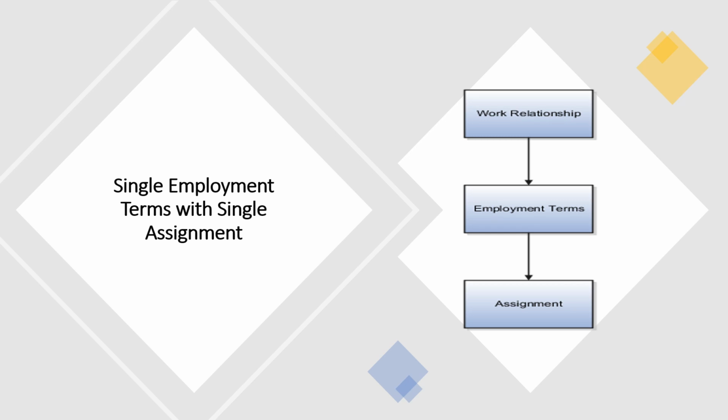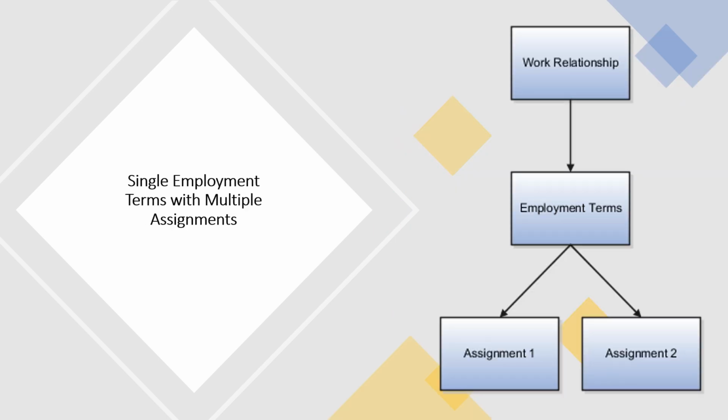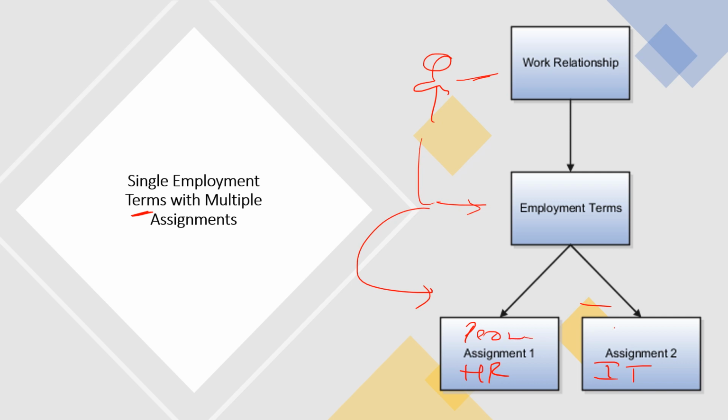Then a simple work relationship will be there. If I have a work relationship, I will be dealing with the employment term, and then I will have one single assignment. That is single employment terms with a single assignment, or with multiple assignments. So I will have a work relationship with the organization, then employment terms, and then two different assignments. That is, I am working in HR, or I am working in IT, or I am working as a permanent employee, or as a temp employee. So these are the options for two different assignments.